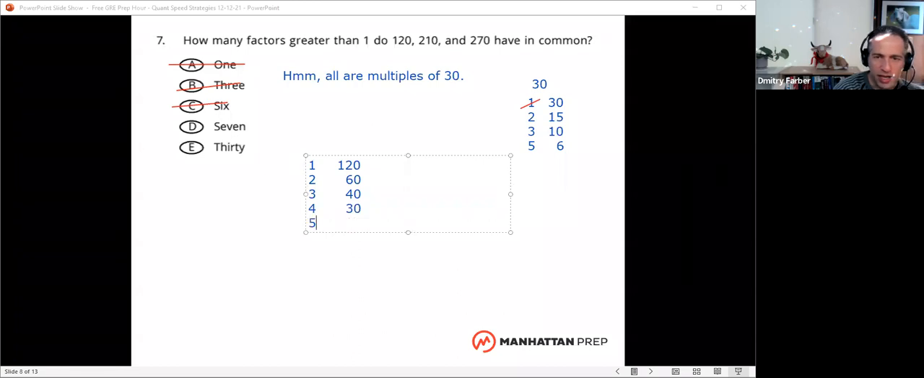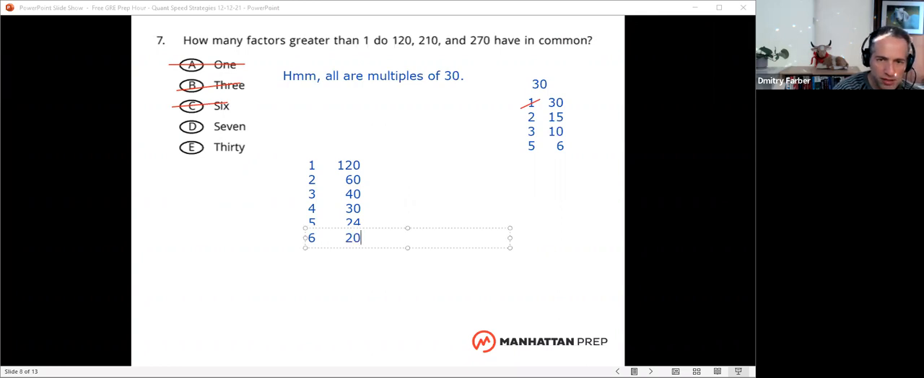5, to divide by 5, I divide by 10 and double it. So a tenth of 120 is 12, so this will be 24. To get 6, I can say, if 3 goes in 40 times, 6 will go in half as many times. So it's going to be 6 and 20. 7 doesn't go in. 8, yeah, that goes in half as many times as 4 does.